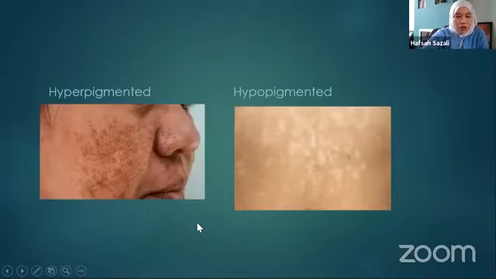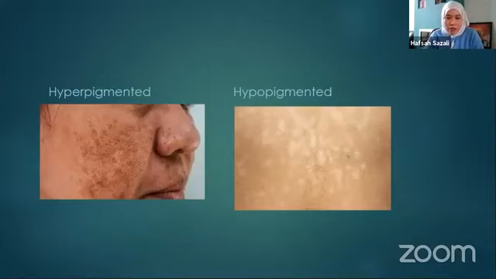So we also have hyperpigmented skin conditions. A common example is melasma, and hypopigmented macules and patches, as we can see on the right-hand side of the screen. This can happen, for example, in pityriasis versicolor.